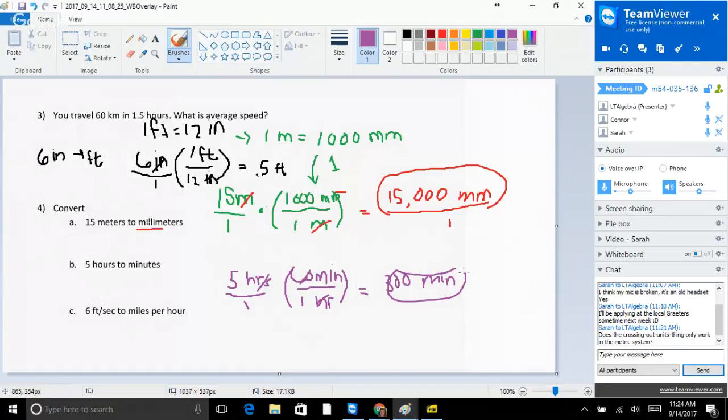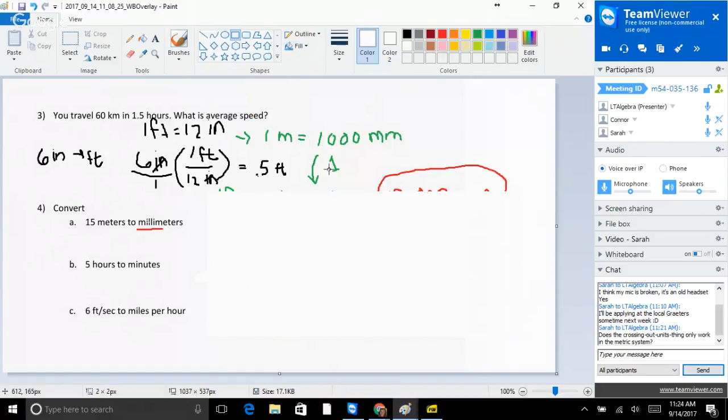Oops, sorry. The last one's a little bit more tricky. So, not crazy, but slightly more tricky. So we have 6 feet per second to miles per hour. Well, let me give myself a little more room here. I wish paint had a bigger eraser. I have a good way to erase here. We'll go like this. Okay, that was not very pretty, but you guys get the picture.